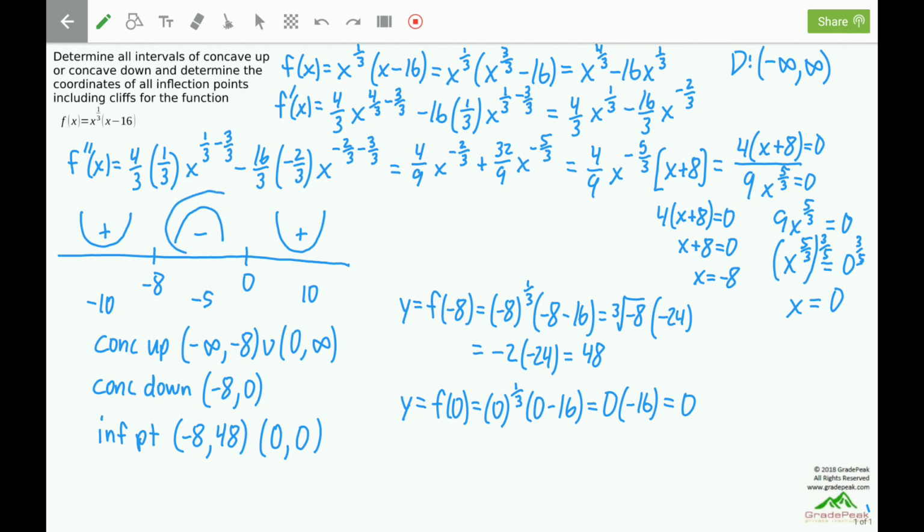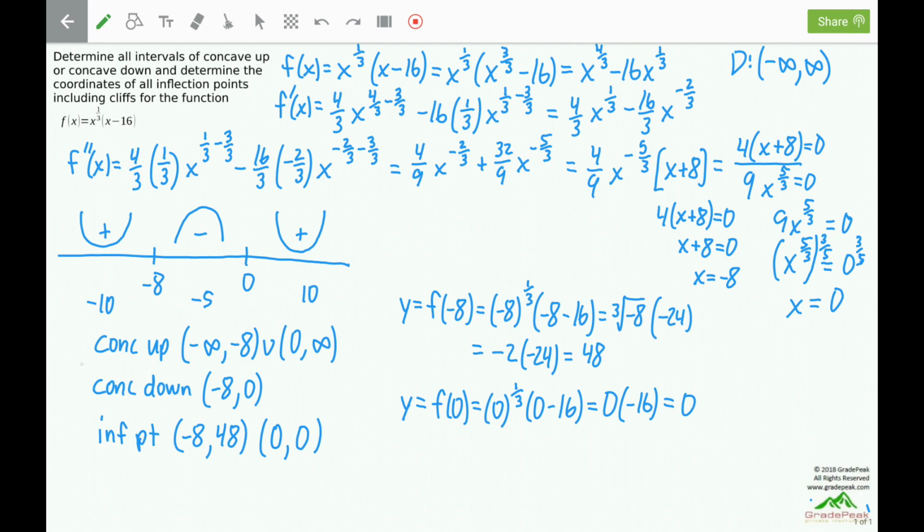It's changing from concave down to concave up. So that means it'll be concave down and then becoming concave up. So it'll be a cliff shape like this, where the origin will be right there. That'll be the shape it takes on for the graph.